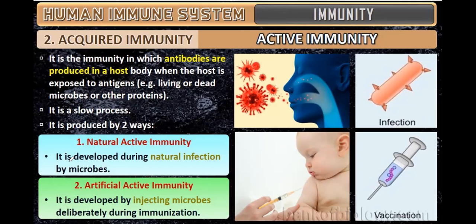Natural active immunity means it is developed during natural infection by microbes. A microbe is infecting the person, so the person will develop active immunity, natural active immunity. The second is developed by injecting microbes because of vaccination. So it is developed by injecting microbes deliberately during immunization. So this is artificial active immunity.